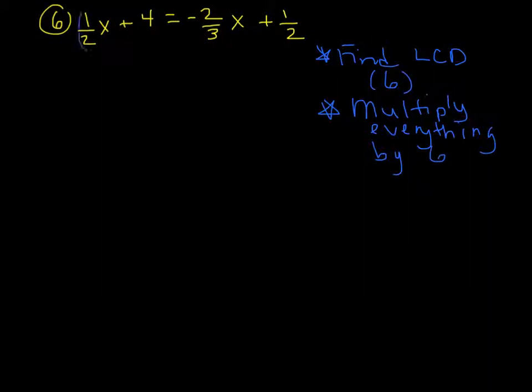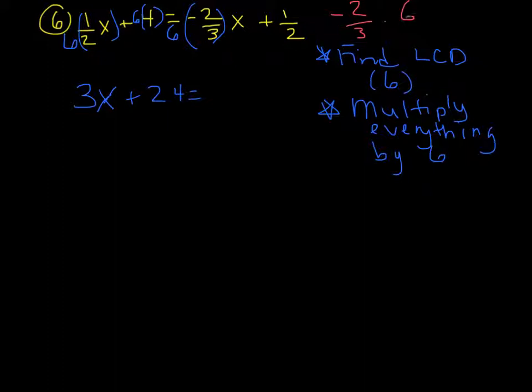So start with this one. So 1/2 times 6 is actually just going to give me 3. So I get 3x. 4 times 6 gives me 24. Negative 2/3 x times 6. If you cannot do that in your head, feel free to write it on the side. And you will find that you will get negative 4 times x. Again, 1/2 times 6 gives me 3.